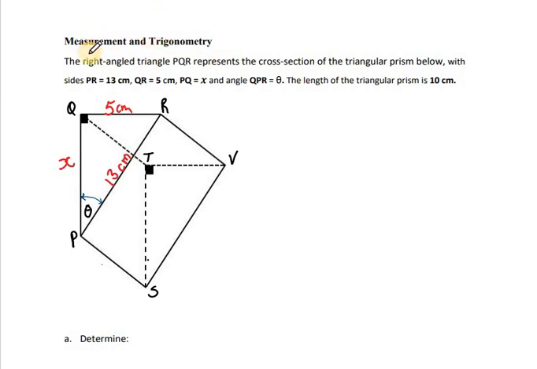Trigonometry and measurement. So we have the right angle triangle PQR, which represents the cross section of the triangular prism below. Now we should know what a prism is. Well, a prism is basically a solid shape with a cross section that is congruent all the way through. So it has two ends that are congruent, and that shape is uniform all the way through.